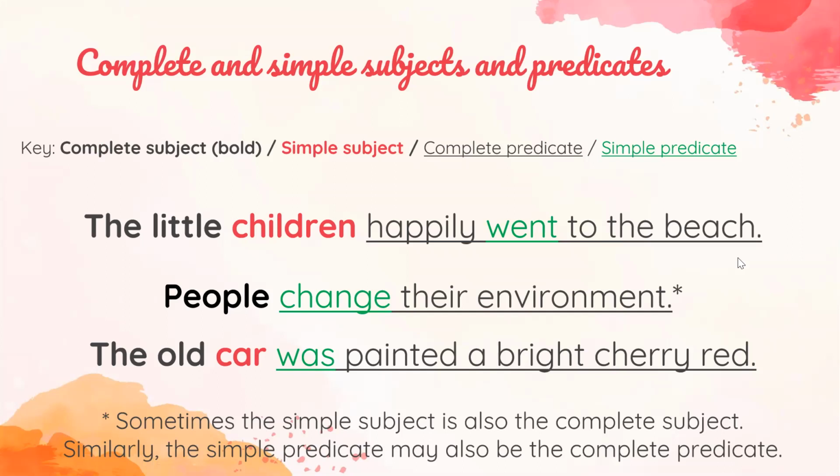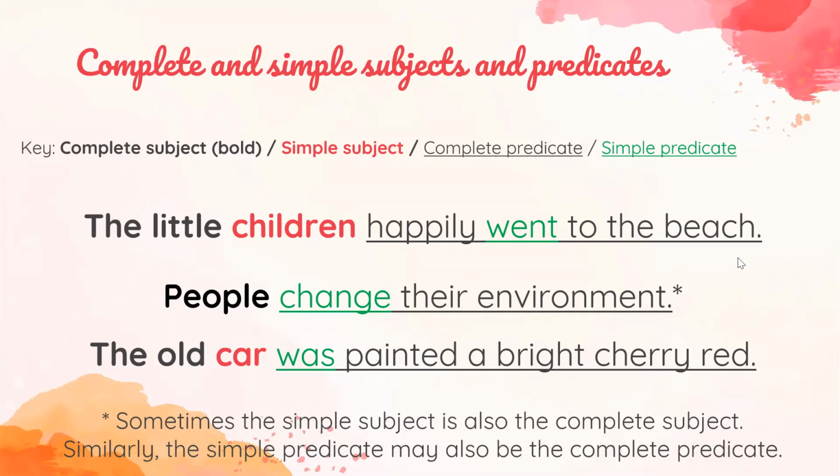So we have the first sentence. The little children happily went to the beach. We could say, okay, happily could be part of the subject because it goes before the verb. But remember that the subject only includes the who or the what performing the action. In this case, the verb is to go in the past tense, went. If we ask the verb, who went to the beach? The little children. Happily is not part of that. So we have our simple predicate, which is the verb, went. We have our complete predicate, happily went to the beach.